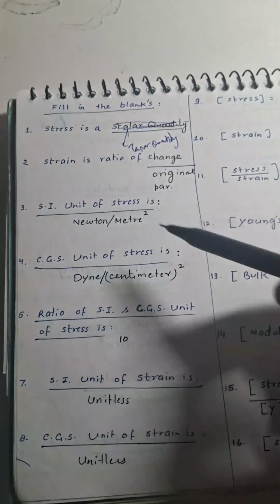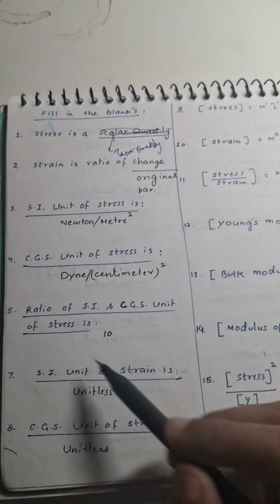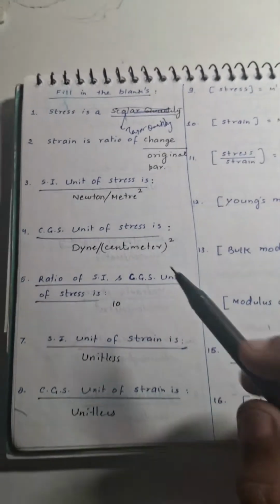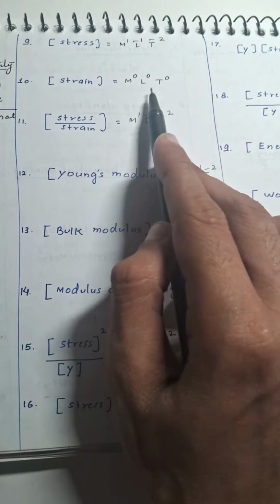Next, strain is the ratio of change in parameter by original parameter. The SI unit of stress is Newton per meter square, CGS is dyne per centimeter square. The ratio of SI to CGS unit of stress is 10. The SI unit of strain is unitless because it is dimensionless, and the CGS unit is also unitless. Then the dimension of stress is M^1 L^-1 T^-2, and the dimension of strain is M^0 L^0 T^0.